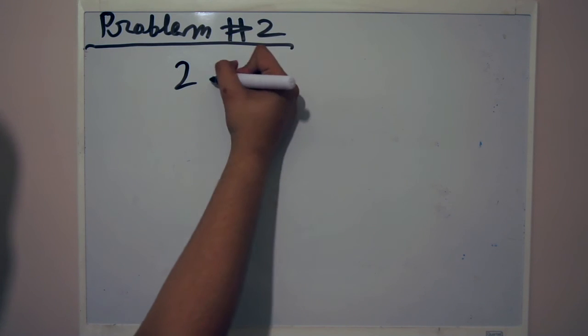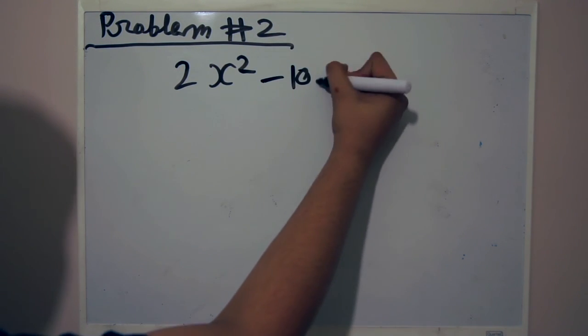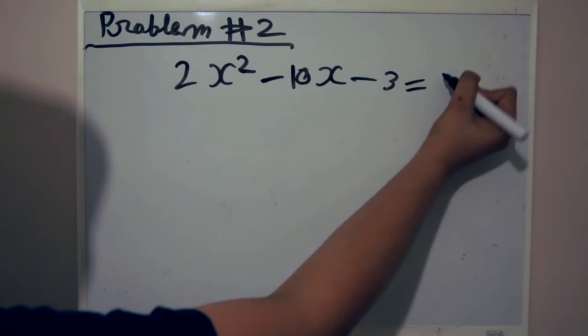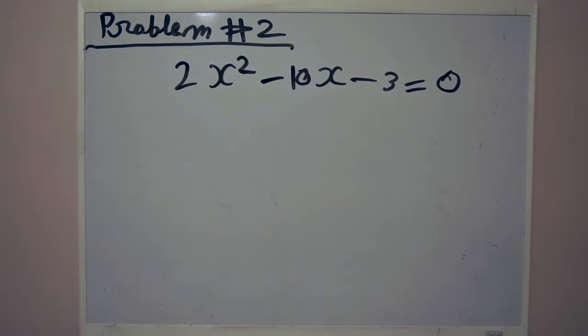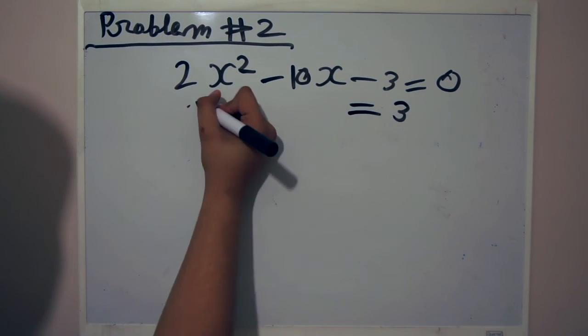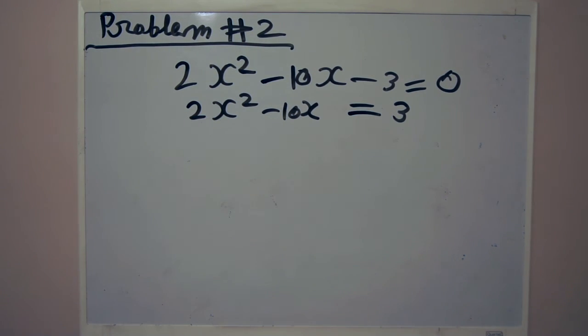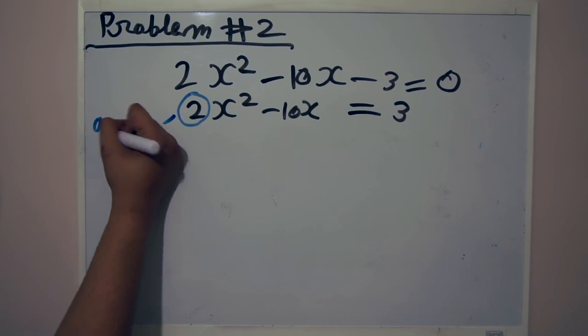We'll be using the equation 2x squared minus 10x minus 3 is equal to 0. We'll do the same first step, which is moving c to the other side, so we'll be adding 3 to both sides to get 2x squared minus 10x is equal to 3. Now this is where it's different from the first problem.